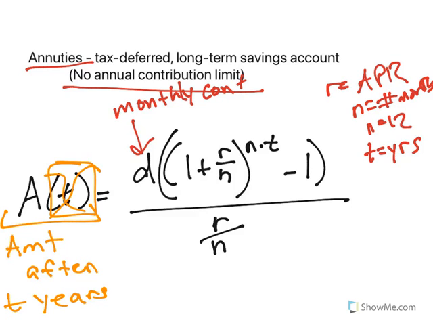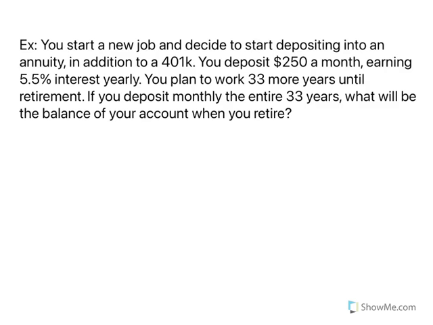Now we're going to jump into an example. You start a new job and decide to start depositing into an annuity in addition to a 401k. You deposit $250 a month, earning 5.5% interest yearly. You plan to work 33 more years until retirement. If you deposit monthly the entire 33 years, what will the balance of your account be when you retire?